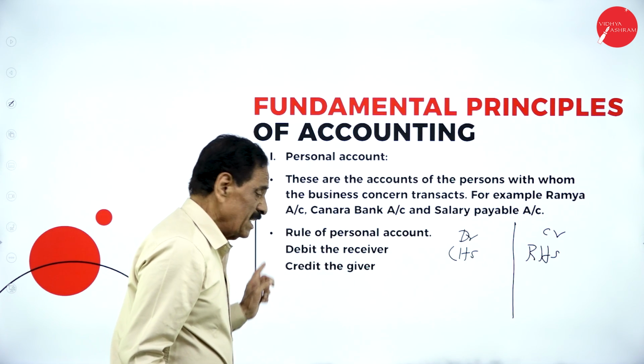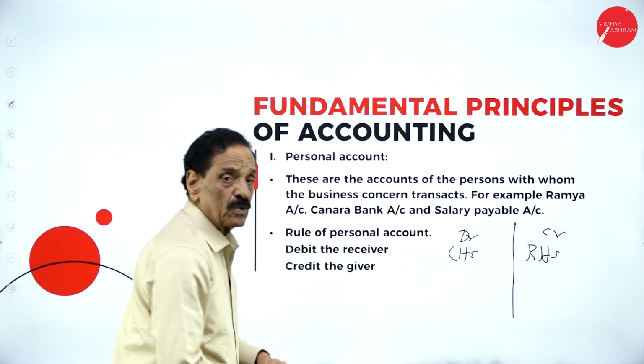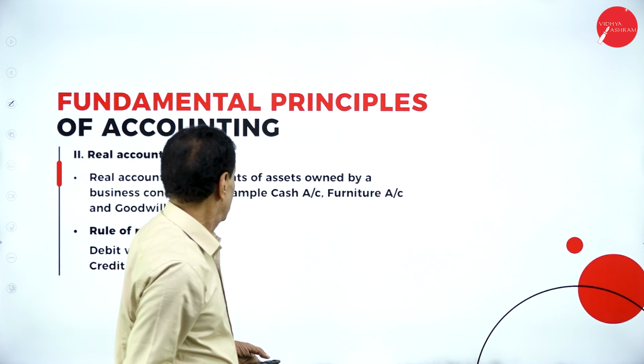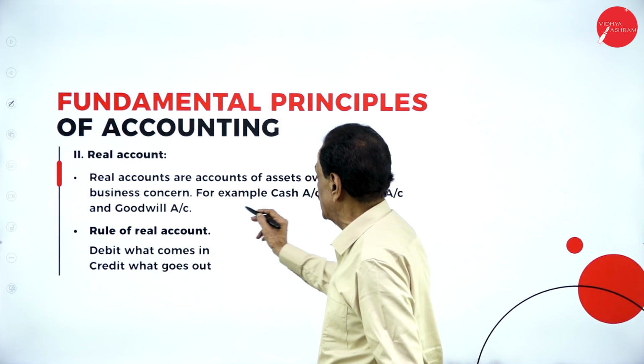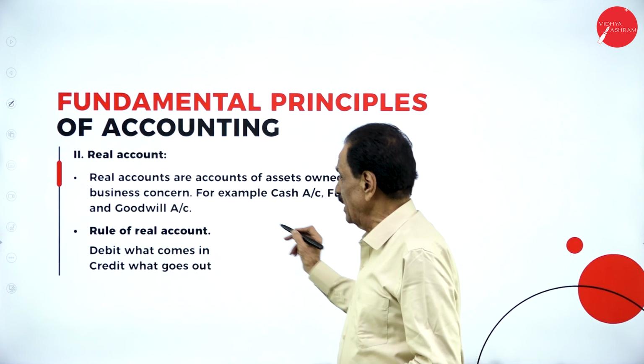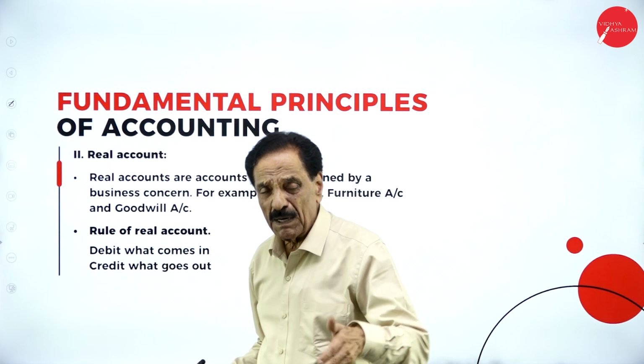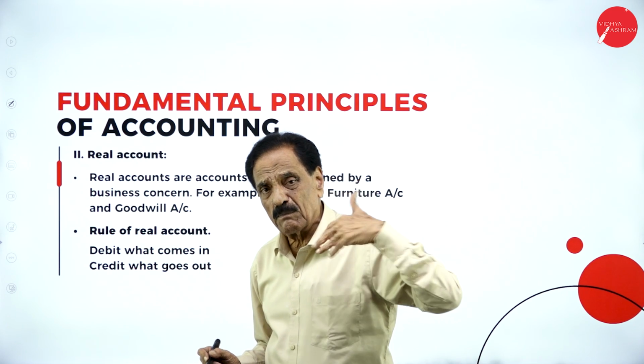Debit the receiver and credit the giver. So it is connected to a person only. Real account: real accounts are accounts of assets owned by a business concern, for example, cash, furniture, goodwill, land, building, machinery, motor car.